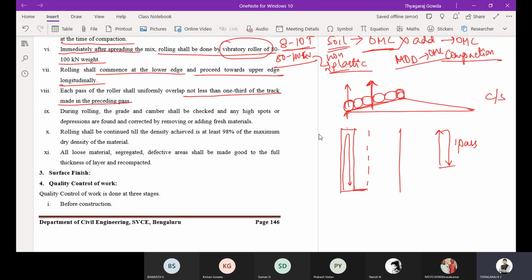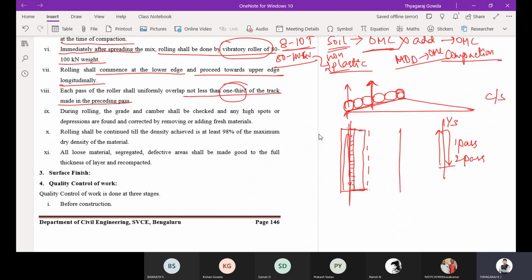Now again it has to roll. So it should cover 1/3 of the preceding pass. That is, the roller wheel will be there here. It will cover 1/3 of the preceding pass and compact. So each pass of the roller shall uniformly overlap not less than 1/3 of the track made in the preceding pass. So in the one pass, 1/3 of the width of the pavement will be done by the second pass also.